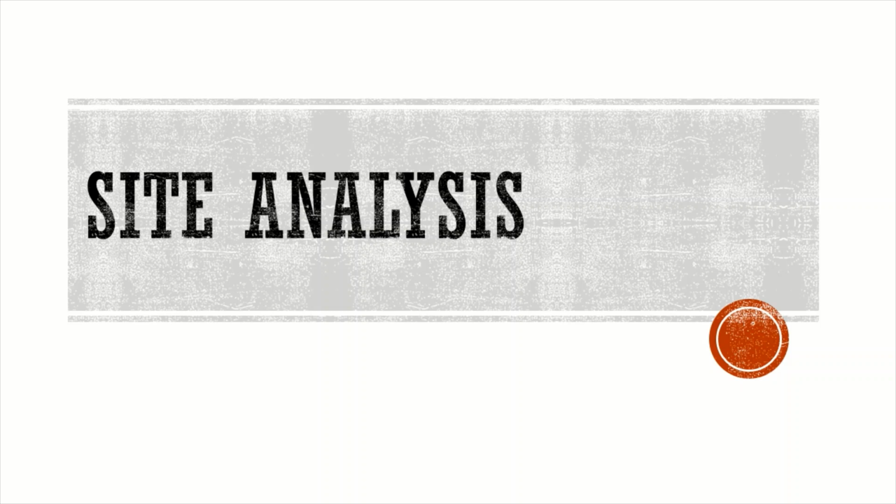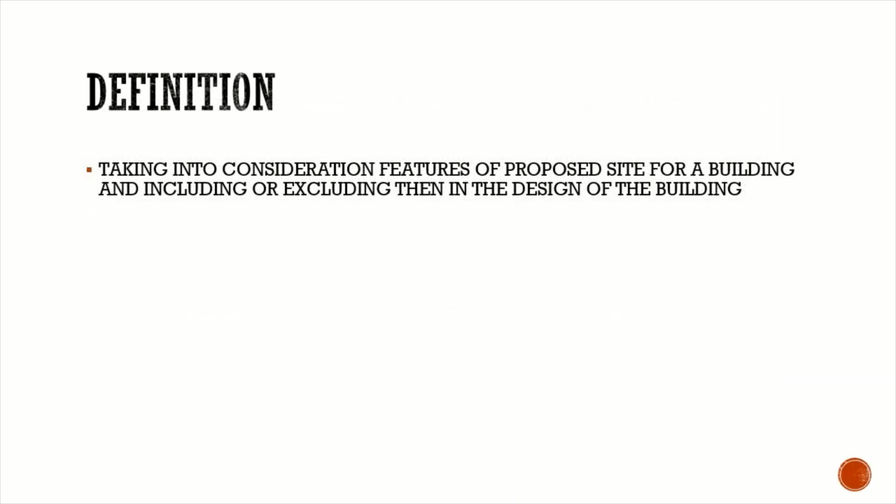In this video we are going to be looking at site analysis. A site analysis is done after a site investigation. A site analysis is taking into consideration features of a proposed site for a building and including or excluding them in your design. For example, you can have wind direction. If your wind is coming from the east, you will want to position your building in a way so that you can maximize on ventilation.